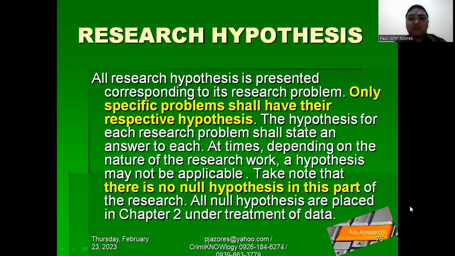Now, all research hypotheses are presented corresponding to their research problem. Only specific problems, or the SOP, shall have their respective hypothesis. Usually, each SOP has its own hypothesis. The hypothesis, which is the educated guess, for each research problem shall state an answer to each of the SOP. At times, depending on the nature of the research work, a hypothesis may not be applicable.